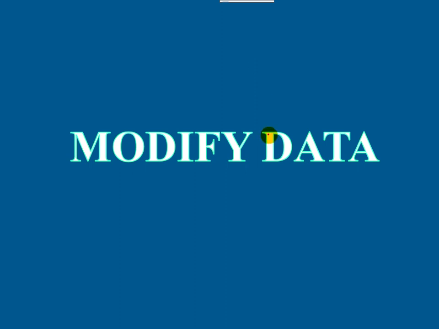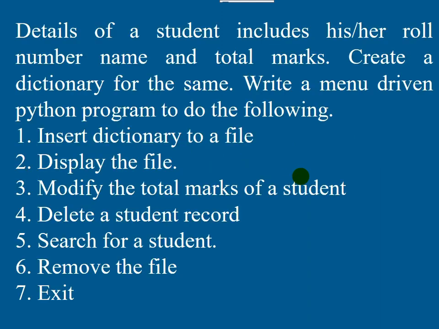Let us derive a function for modifying a record from a binary file. The question comes like this. Details of a student includes his or her roll number, name and total marks. Create a dictionary for the same. So you should create a dictionary that contains roll number, name and total marks. Write a menu driven Python program for the following.